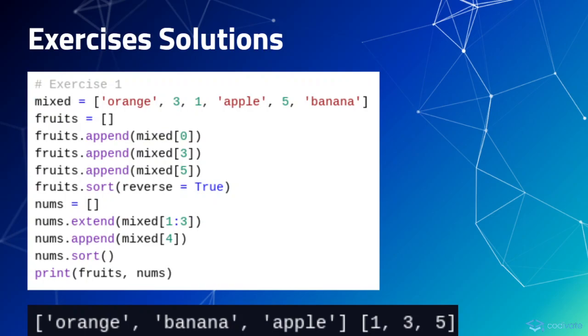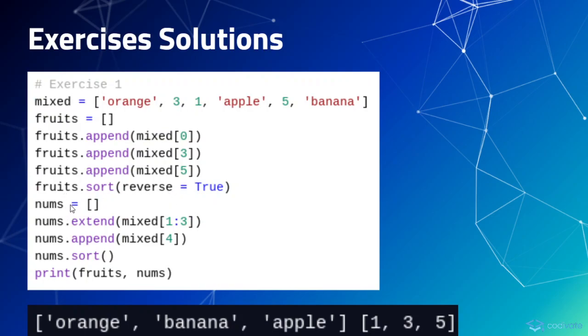For the first exercise, this is one of the approaches. We would create an empty list that has a value of fruits, and we append to it the orange using our list indexing. We append to it the apple, 0, 1, 2, 3, at the third position. And we do the same thing for banana. So now we have orange, apple, and banana. So now what we want to do is sort them in reversed order.